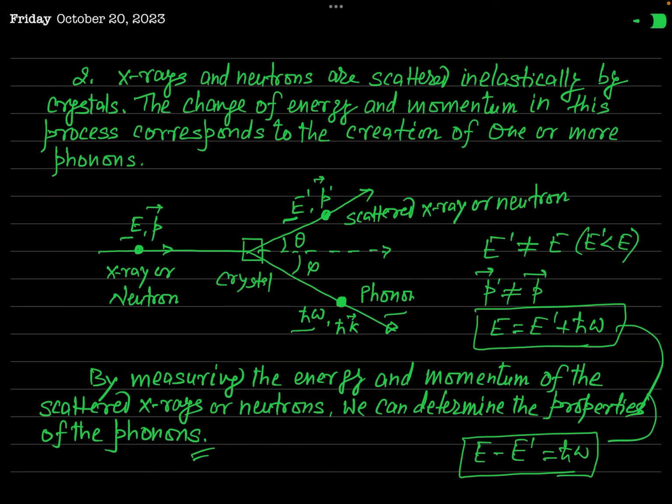If there is a loss of energy of the X-ray or neutron during scattering by a crystal, then that lost energy appears in the form of a phonon. So this scattering of X-rays or neutrons by a crystal is an indirect evidence for the existence of phonons. In fact, by measuring the energy and momentum of the scattered X-rays and neutrons, we can determine several properties of phonons. So this is all about phonons, an elementary idea of phonons.